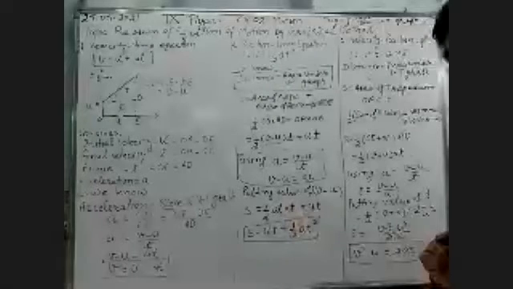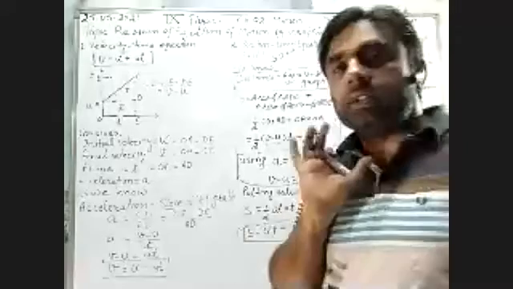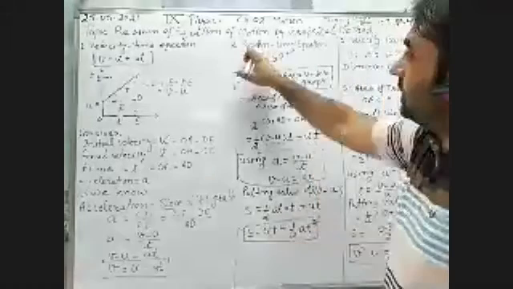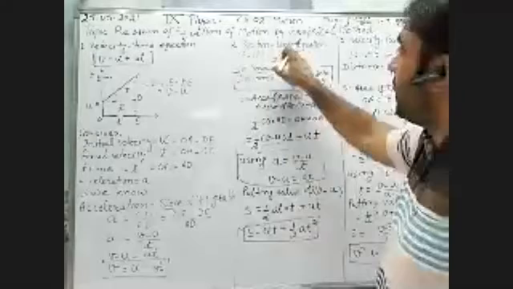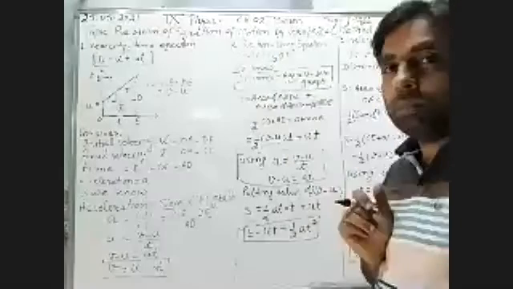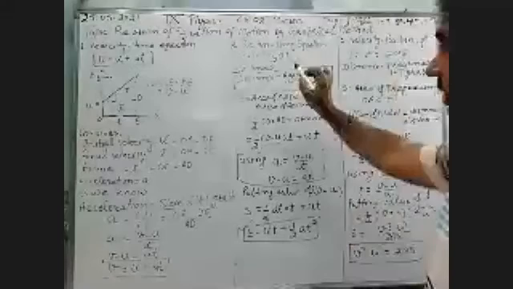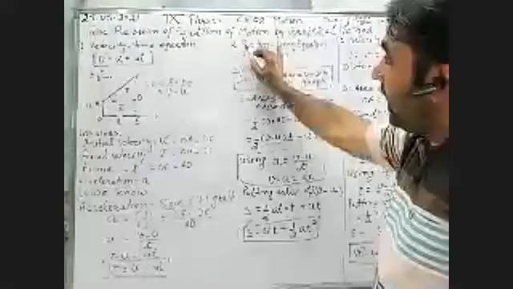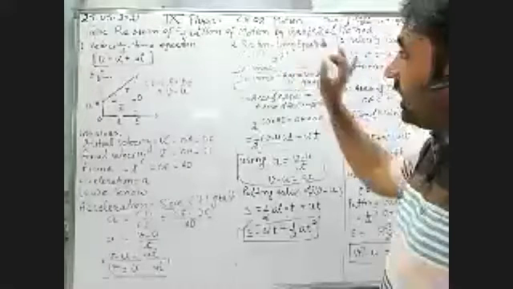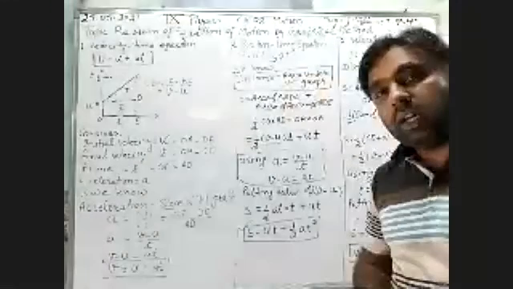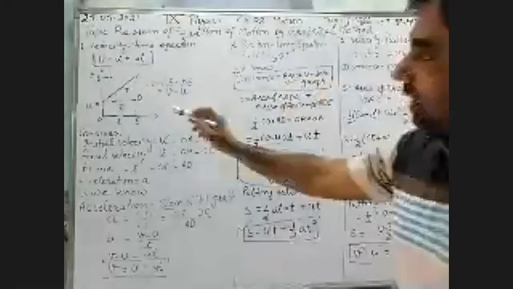S is equal to UT plus 1 by 2 AT square. And what is this equation also known as? This equation is also known as position time equation. So students, while deriving the second equation, you use this formula: distance is equal to area under VT graph. And this is our VT graph.